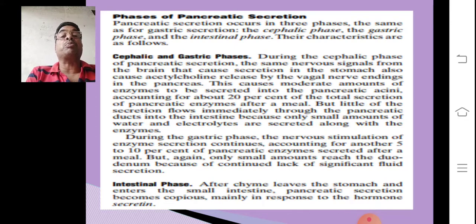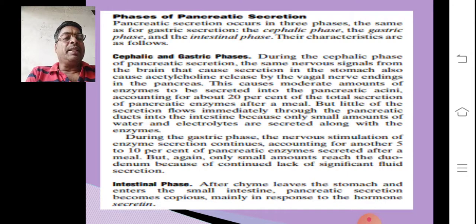During the cephalic phase of pancreatic secretion, the same nervous signals from the brain that cause secretion in the stomach also cause acetylcholine release by the vagal nerve endings in the pancreas. These cause a moderate amount of enzyme to be secreted into the pancreatic acini, accounting for about 20% of the total secretion of pancreatic enzyme after a meal.